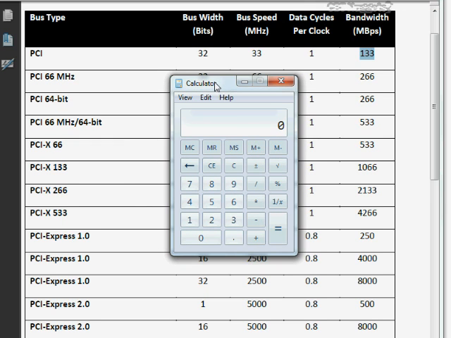What we have here is 32 as the bus width, and the math that I'm going to show you first is going to be wrong, and I'll tell you why in a moment. So I'm going to multiply 32 times 33, and it's only a multiplier of 1, so we don't have to do anything there. That says 1,056. See, that doesn't look right, does it? It's supposed to be 133.